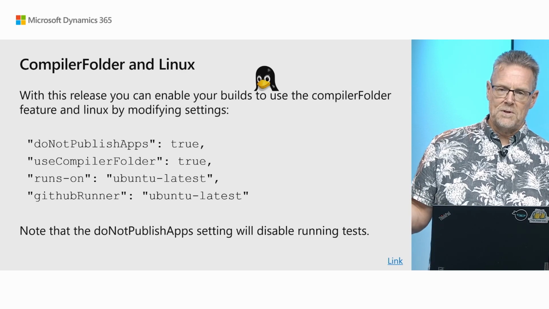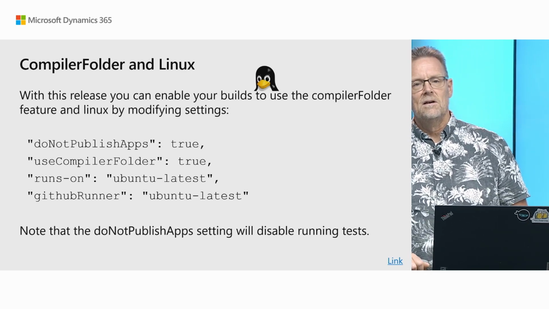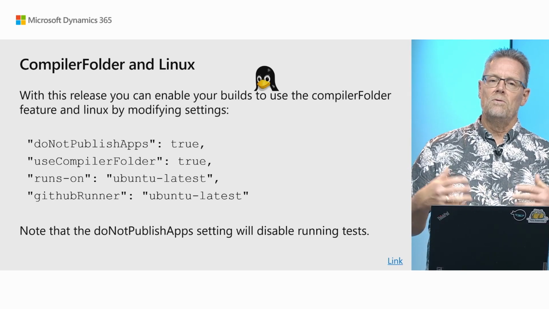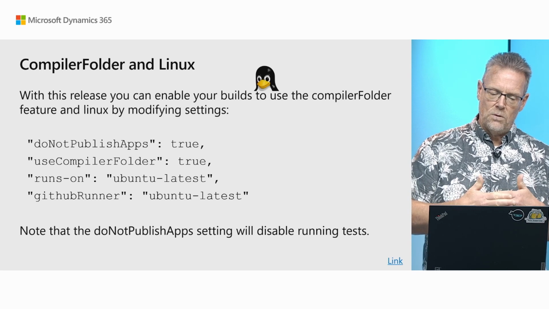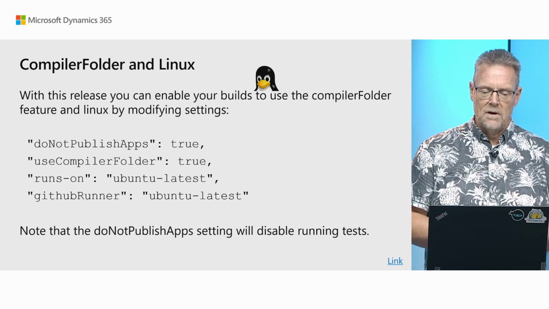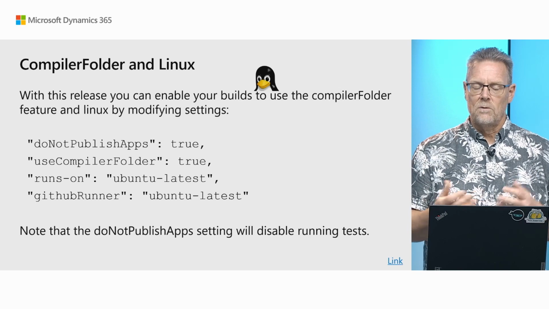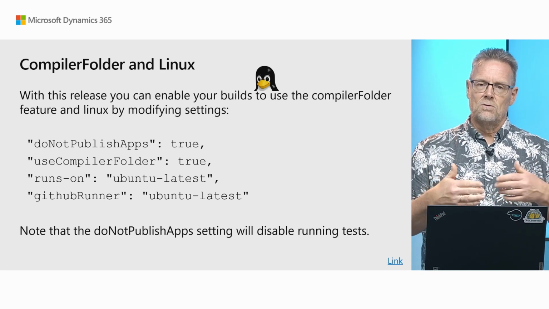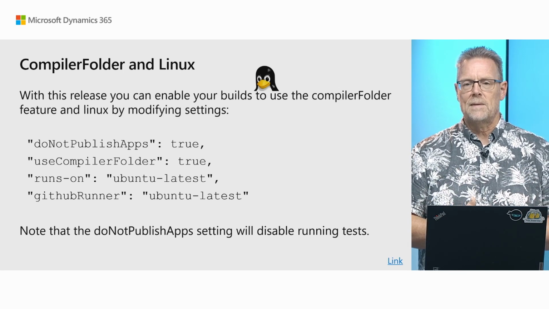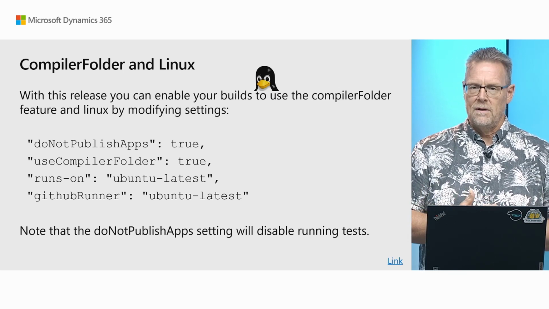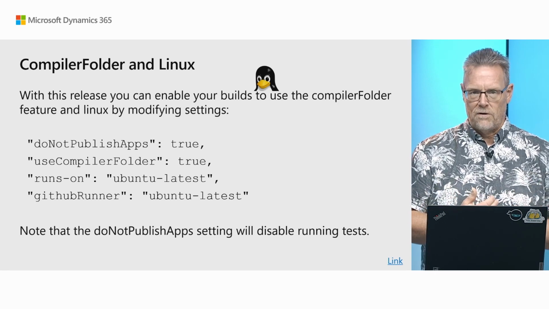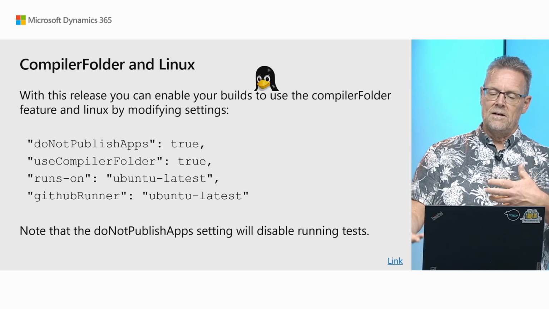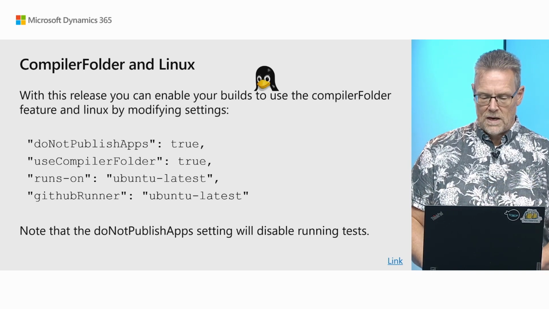So, do not publish apps means exactly what the setting says: do not publish the apps. If you say that you don't want to publish the apps, then there's no need for a container. If you want to actually publish the apps to a service tier, then we need either an online environment or a container or whatever. But for now, if you set do not publish apps to true, we know internally that we don't need a container for anything. If you then also set use compiler folder to true, then we can deduce that we'll be able to do everything without containers.